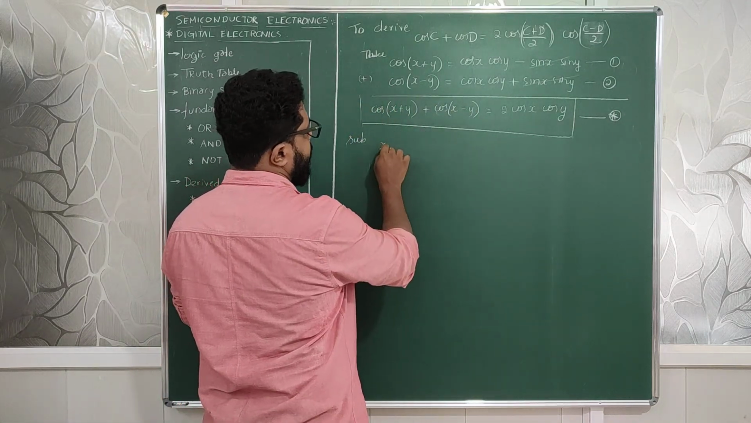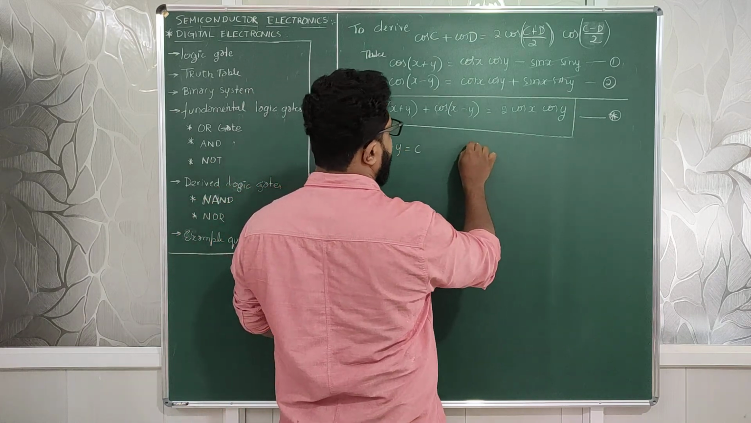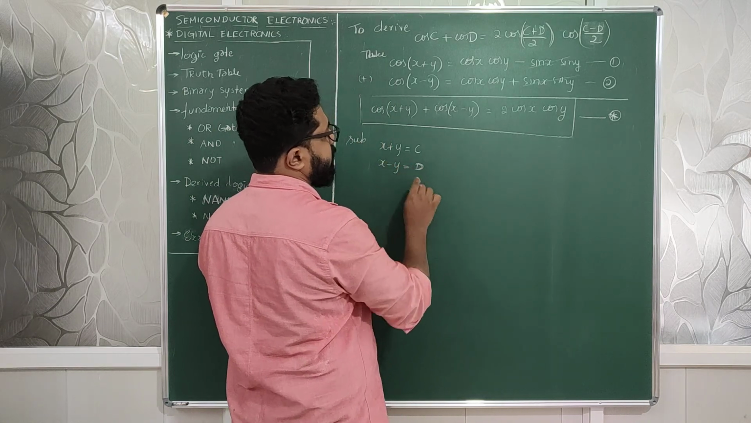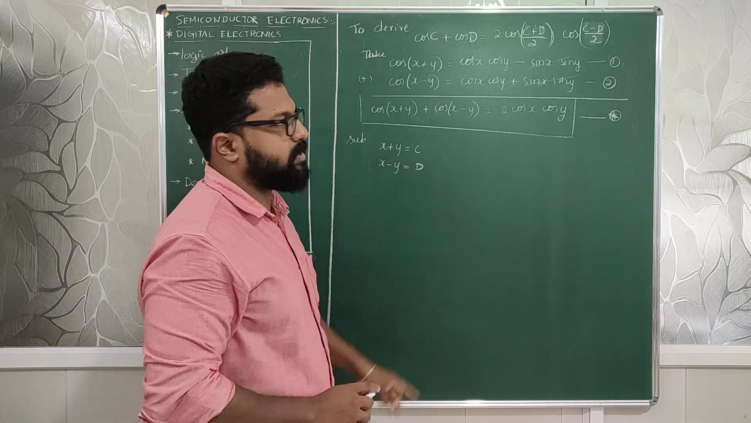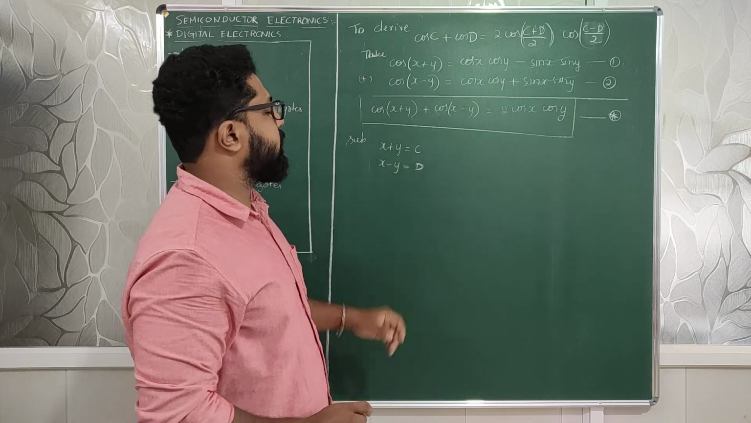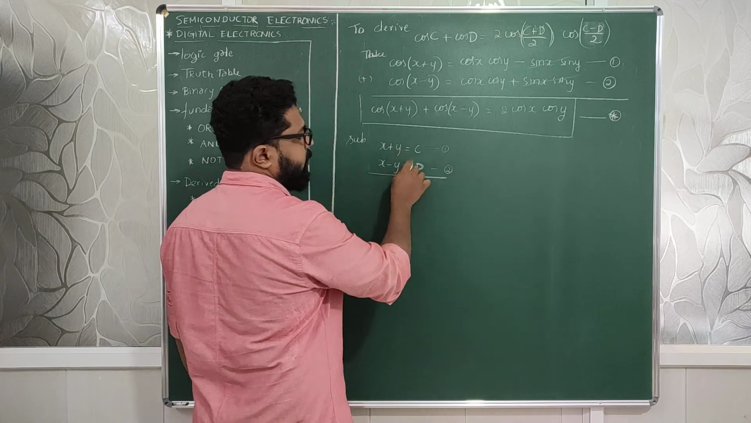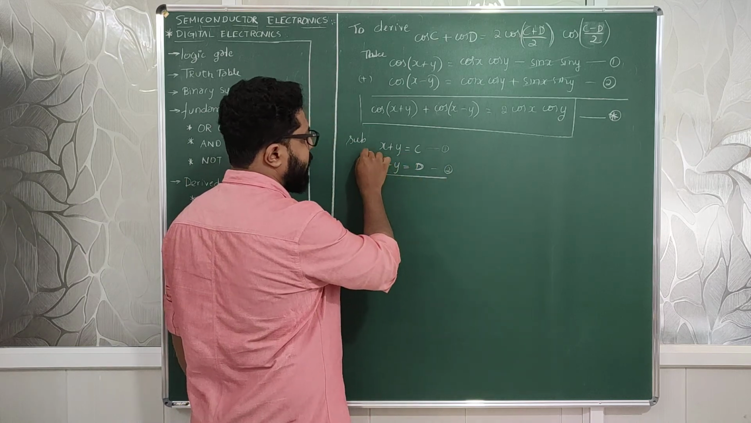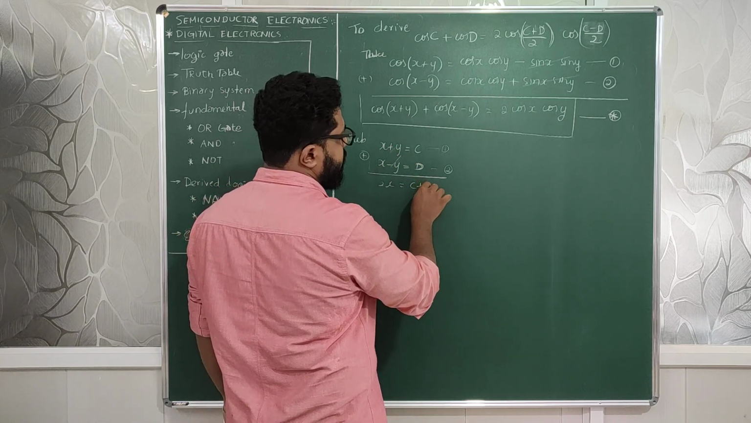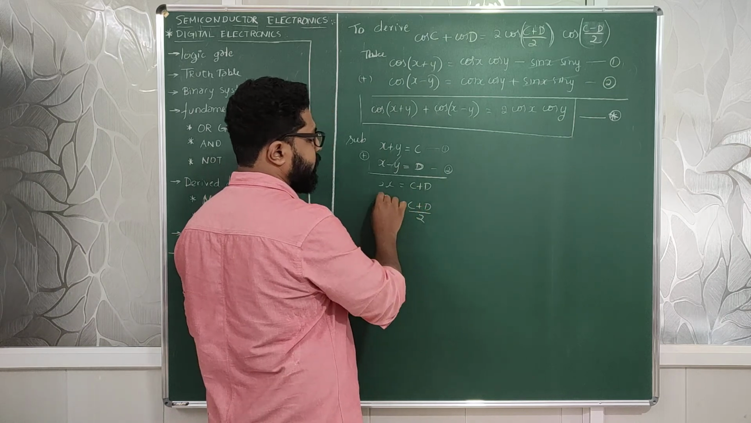Let me substitute x plus y is equal to c, and x minus y is equal to d. This is my own substitution, since I am getting it in the formula there, so I am using the same letters over here. I will add these two equations and subtract these two equations to find the values of c and d. If I add them, y and y cancel. 2x is equal to c plus d. I get x is equal to (c plus d) divided by 2.